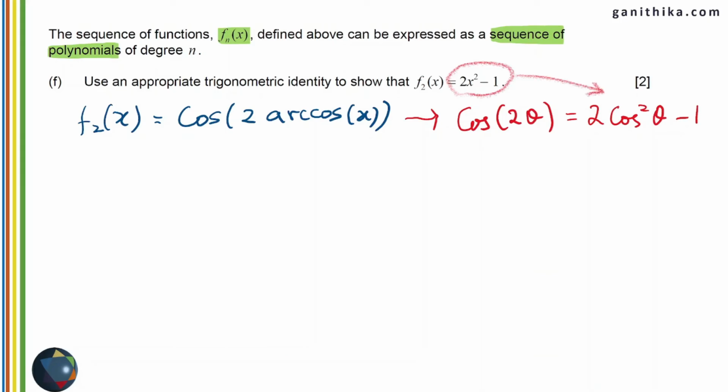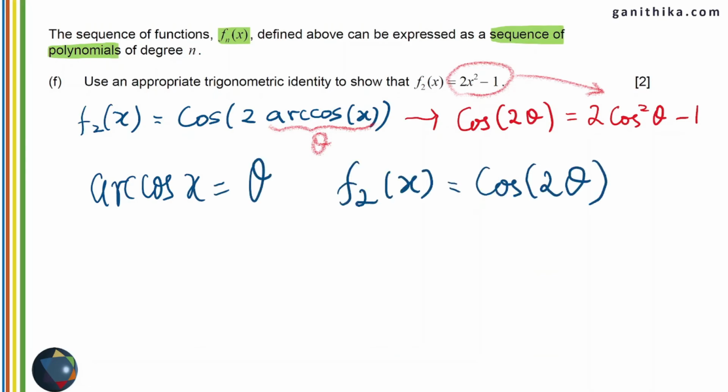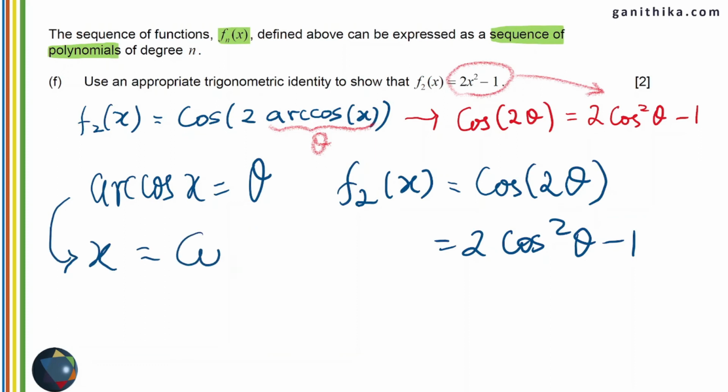Therefore, use this cos 2 theta equal to 2 cos square theta minus 1 trigonometric identity and simplify this f2 of x. If I write arc cos x as theta, then I can write f2 of x as cos 2 theta, which in turn can be written as 2 cos square theta minus 1, but still we are not in terms of x. Therefore, we have to write cos theta in terms of x. From this expression, arc cos x is equal to theta, we can say that x is equal to cos theta. Therefore, 2 cos square theta minus 1 will be 2x square minus 1, which is what we want. So, we have expressed f2 of x as a polynomial in degree 2, which is quadratic. So, we are done with this question F.